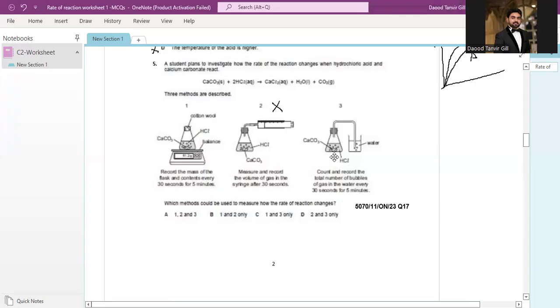So if we look at the options provided, where 1 and 3 are mentioned, yes, it's C. C is correct. So 2 is totally incorrect. So options A and B are eliminated, and 2 is also again incorrect. So D is also eliminated. So the correct answer is C.